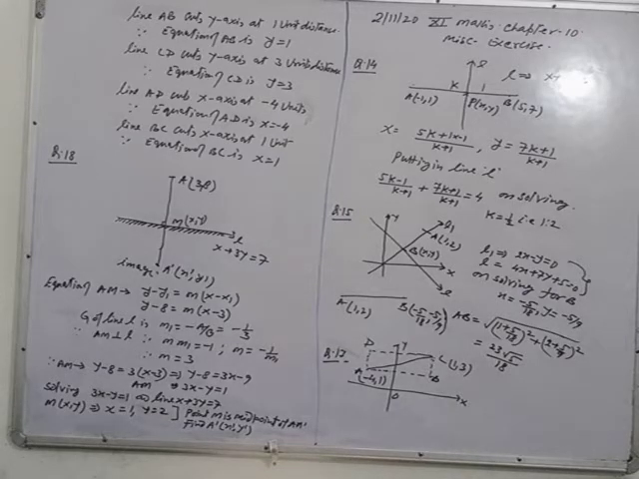Applying the ratio formula, the x coordinate is (mx2 plus nx1) upon (m plus n), and the y coordinate is (my2 plus ny1) upon (m plus n). So apply the ratio formula and find the value of k. You know what the ratio formula is. The value of k is 1 by 2, which means line L divides here in the ratio 1:2.